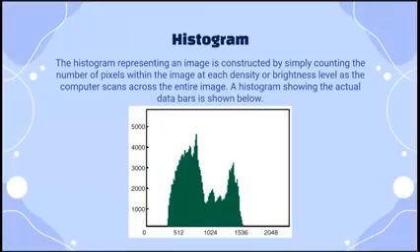Here it is, histogram. The histogram representing an image is constructed by simply counting the number of pixels within the image at each density or brightness level as the computer scans across the entire image. A histogram showing the actual data bars is shown below. Okay, so here it is. This is an example of histogram. So it depends also on the number of pixels on the bottom area and their density or brightness level on the top area. Okay, so for this number of pixels, this is its brightness. For these number of pixels, this is its brightness. For these number of pixels, this is its brightness.